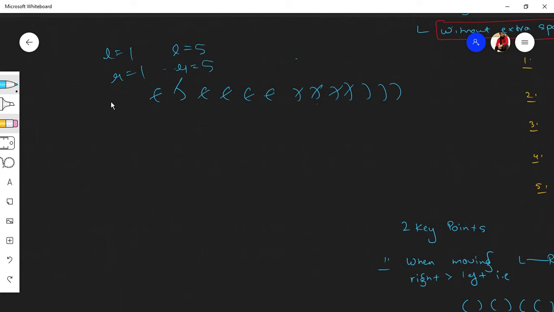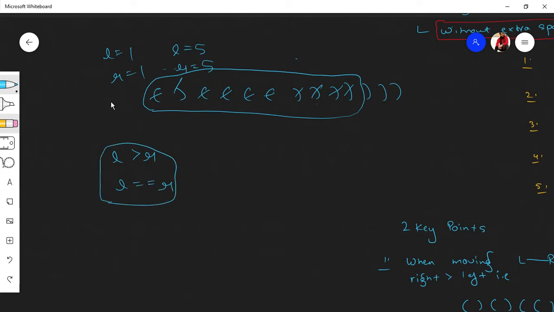Till this point our string is completely valid. Either L should be greater than R, or L and R should be equal. If these two conditions are true when going left to right, it is completely normal. This was a complete string, and we can insert its length in max length, because 1, 2, 3, 4, 5, 6, 7, 8, 9, 10, which is 5 into 2, or 5 plus 5. Basically max length was equal to 10.